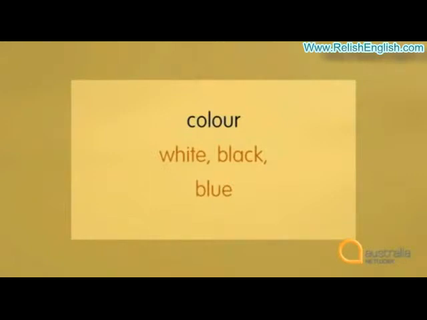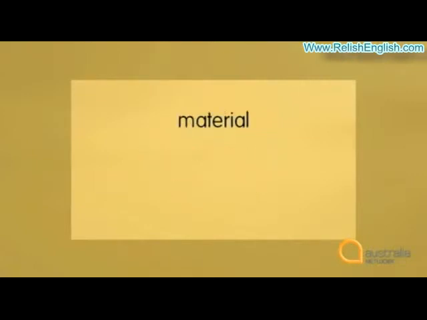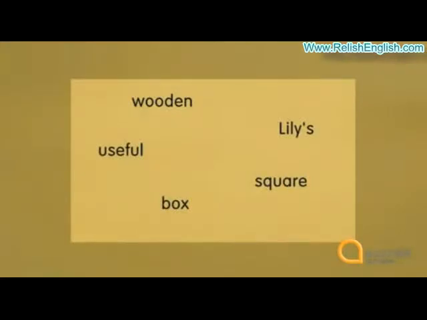Then we have adjectives that describe origin, where the noun is from. For example, Thai, Indonesian, Australian. Followed by material, what the thing is made of, like copper, plastic or wooden. Lastly is the qualifier. This is something that's an integral part of the noun. Examples might be a rocking chair, a wedding ring, an electric oven. There are, of course, a few exceptions to these rules, but it's important that you learn them and practice them whenever you can.